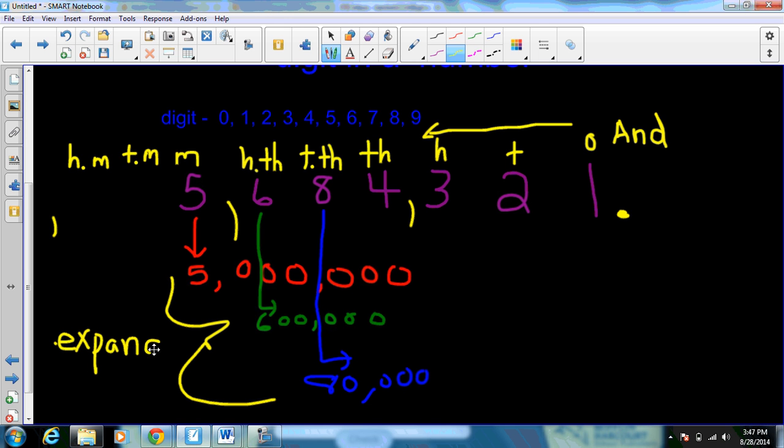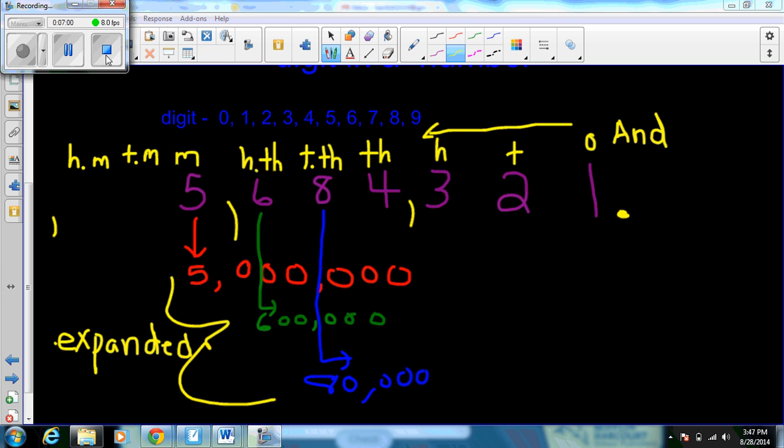And I think I'm going to stop right here and ask you some questions about place value. I will get those questions on there and get those answered.